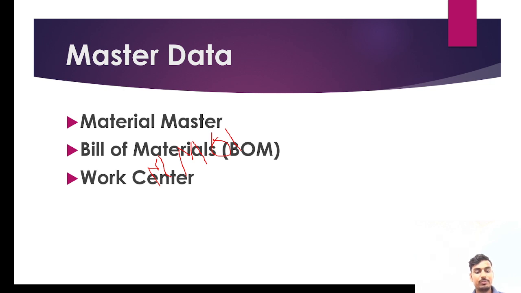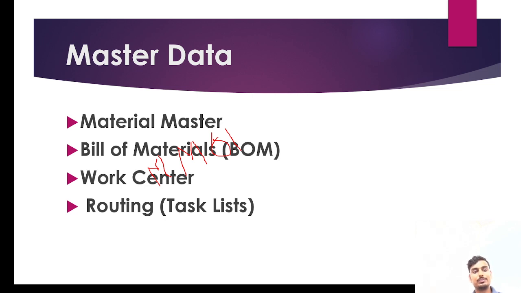Work center: for the work center we will cover labor and machines and what is required for the operations. So here we will learn about the work center. Routing task list, to prioritize your operations. If you are getting market demand of 10,000 for X brand and 5,000 for Y brand, then based on the routing you can prioritize your tasks.